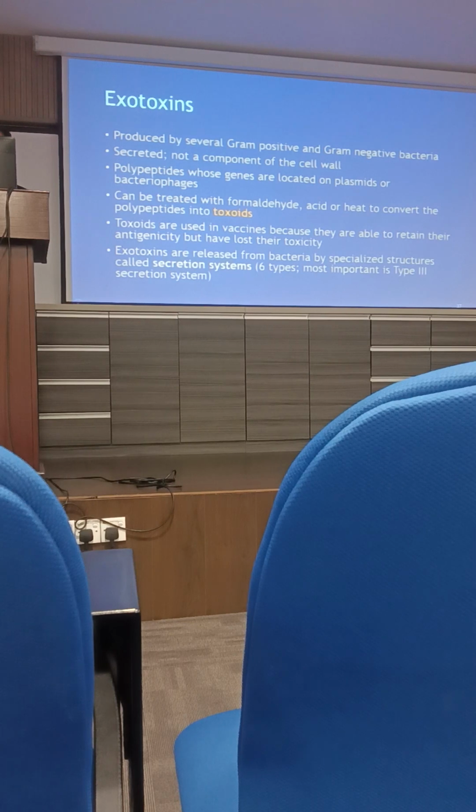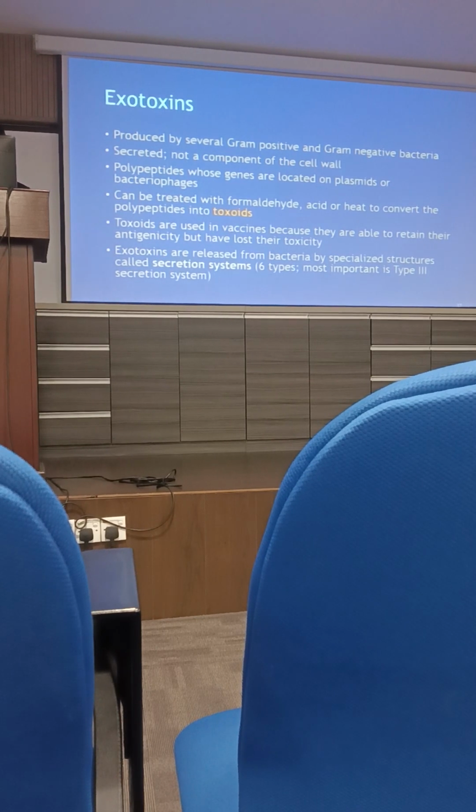The genetic component. These exotoxins can be treated with formaldehyde, acid, or heat to convert the polypeptides into toxoids, and these toxoids can be used in vaccine production. One example of a toxoid vaccine is the DTP. DTP covers for what? Diphtheria, right? Tetanus and pertussis.